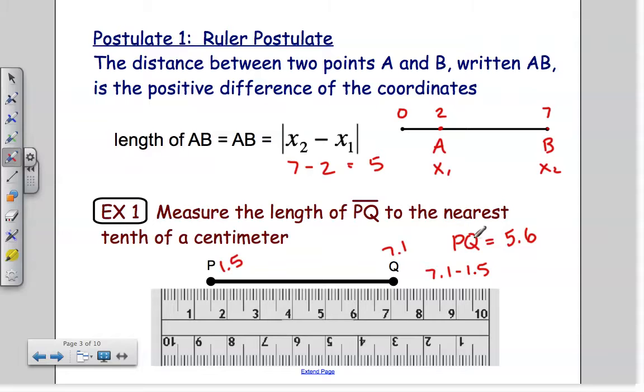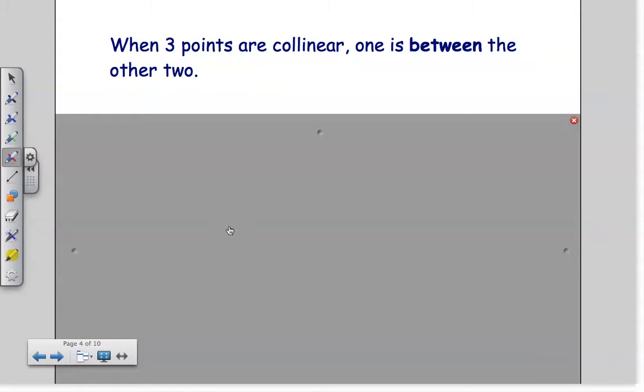Okay, so distance from P to Q without the segment over the top is 5.6. That was ruler postulate. Here's a really profound statement. When 3 points are collinear, one is between the other two. And you might be saying, yeah, that kind of makes sense, doesn't it?